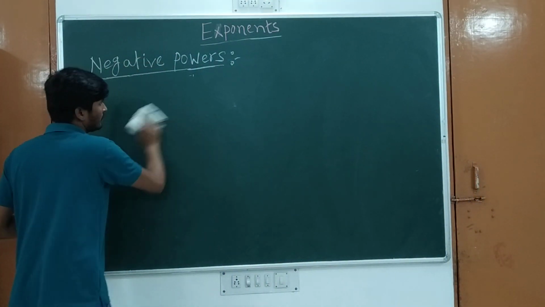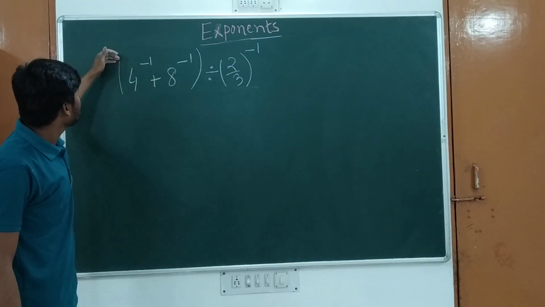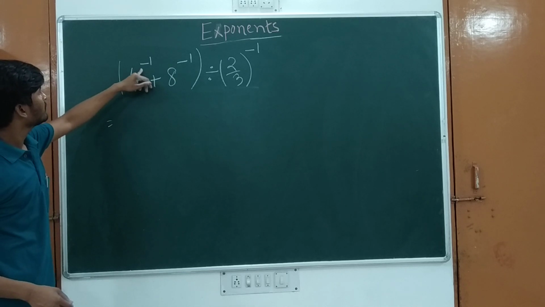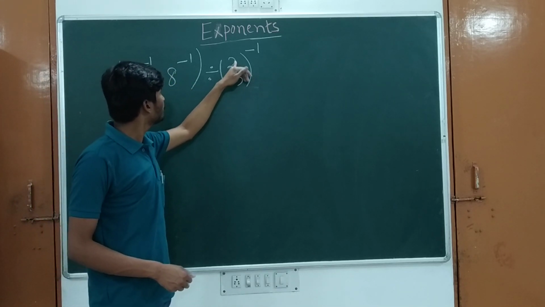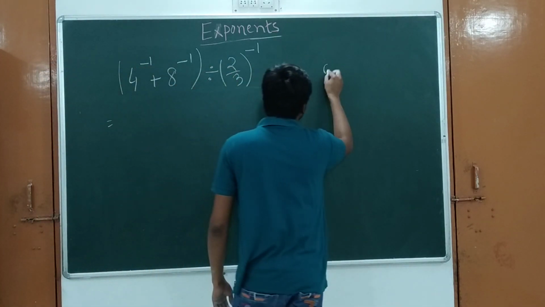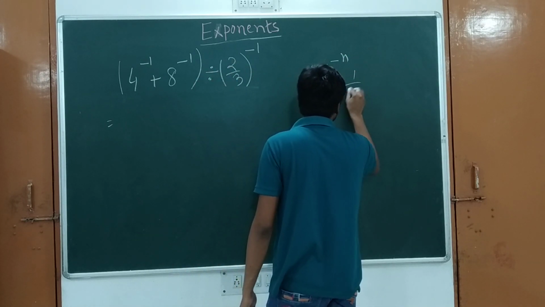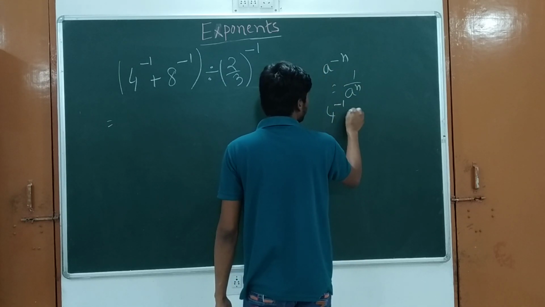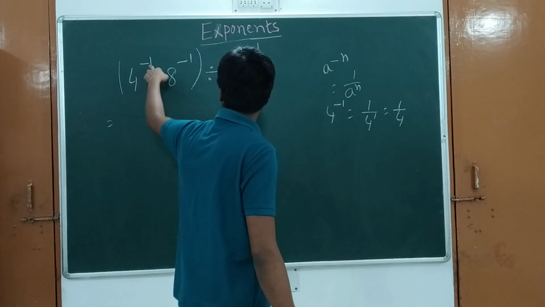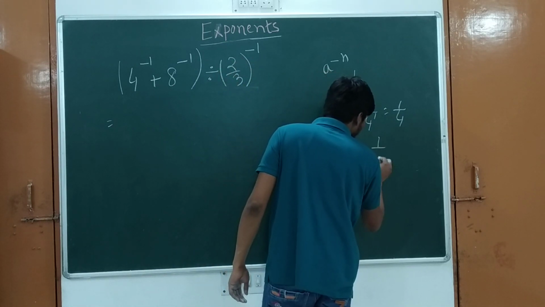Now let us discuss one problem from your book. Simplify this expression: 4 to the power minus 1 plus 8 to the power minus 1, divided by 2 by 3 whole to the power minus 1. Now 4 to the power minus 1 is in the form a to the power minus n, where a is 4 and n is 1. So it will be 1 by 4 to the power 1, that is 1 by 4. Similarly, 8 to the power minus 1 will be 1 by 8.